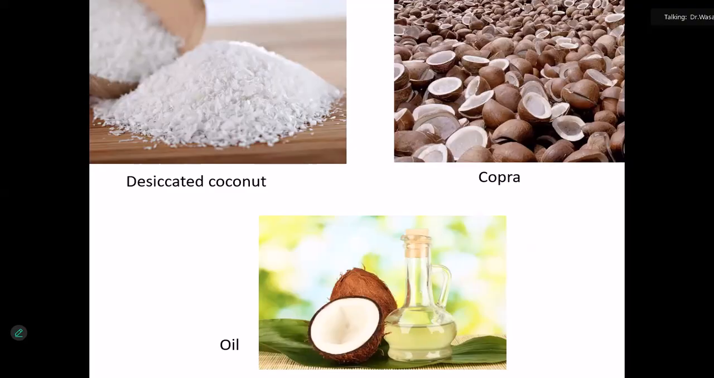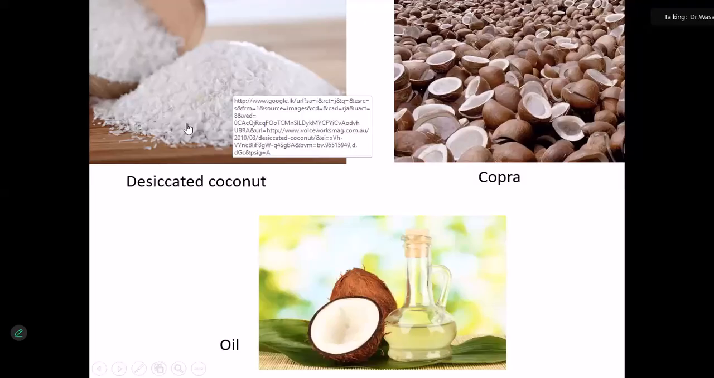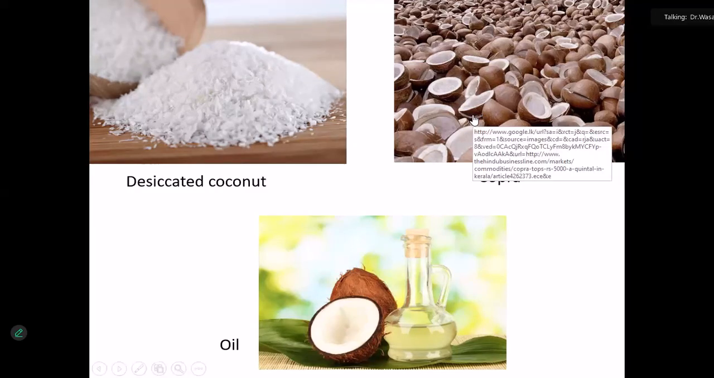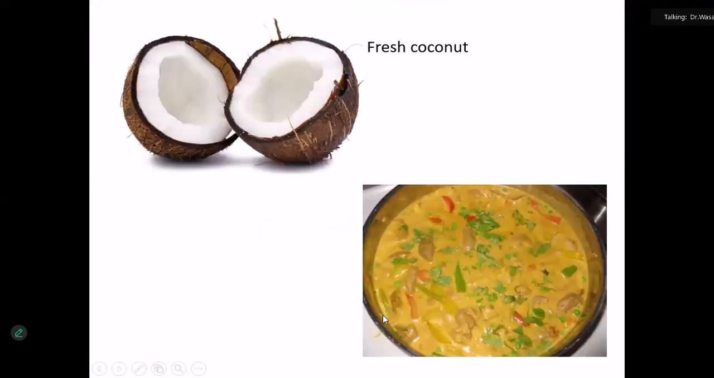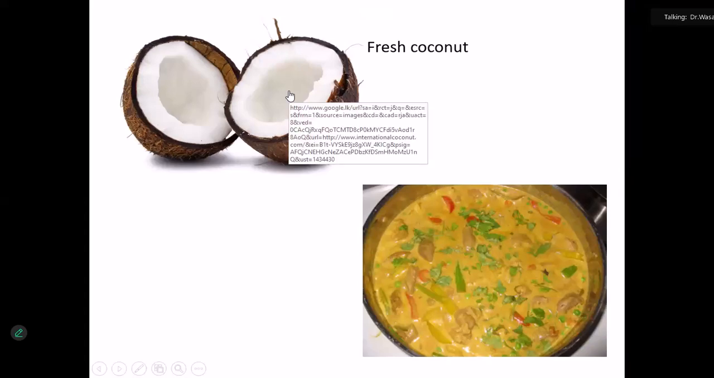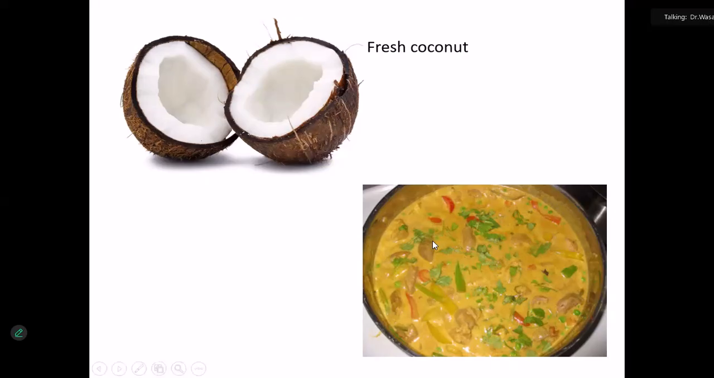So now I will display some products. DC coconut, you can see the pure white color. Then copra, this is good quality copra. Then coconut water, coconut oil. Fresh coconut we export as it is. Then coconut milk is used for preparing curries.